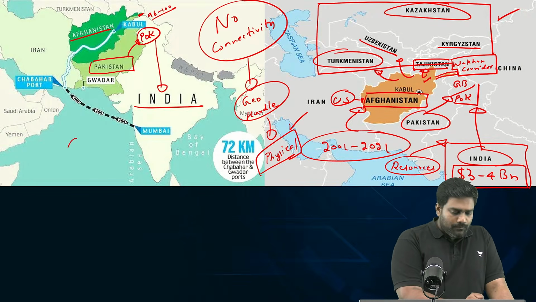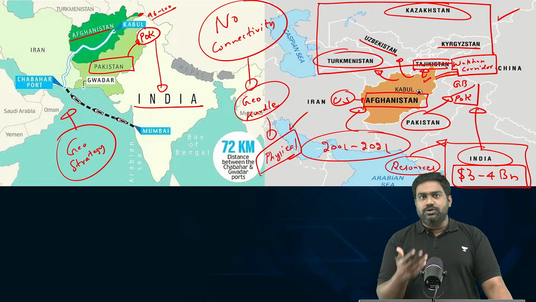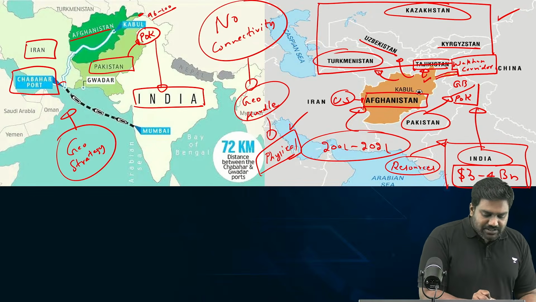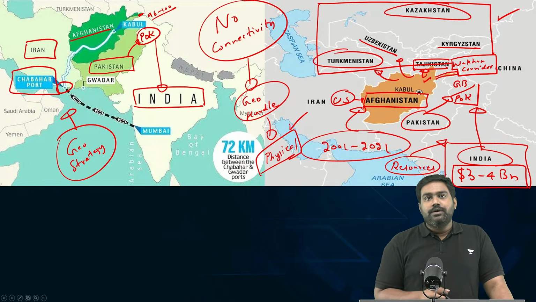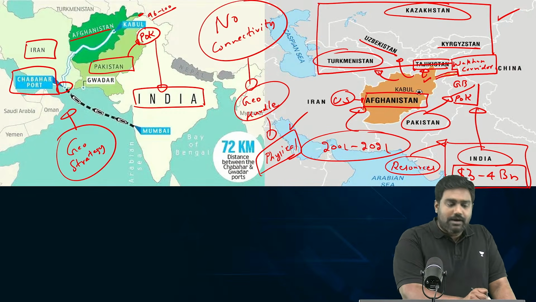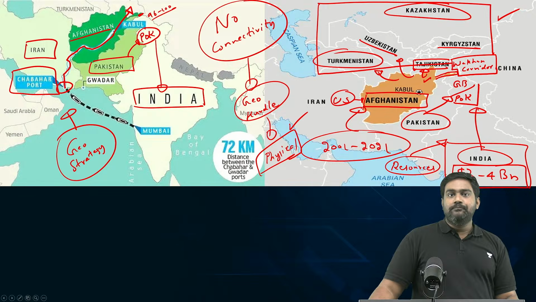And what did we do? We came out with a geostrategy. What is this geostrategy of India? We worked with Iran to develop the strategic Chabahar port. India pumped millions to develop the strategic Chabahar port near the Hormuz Strait. And from Chabahar, through Iran, we can connect with Afghanistan and extend the connectivity to Central Asia as well.